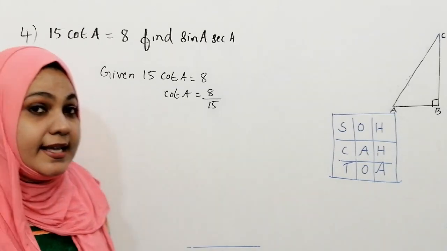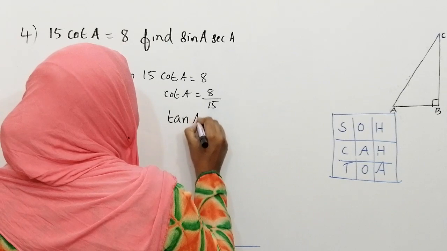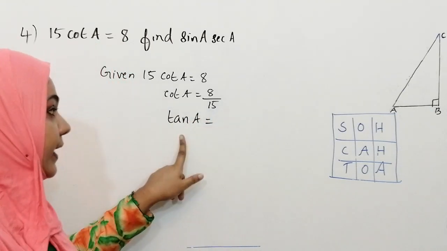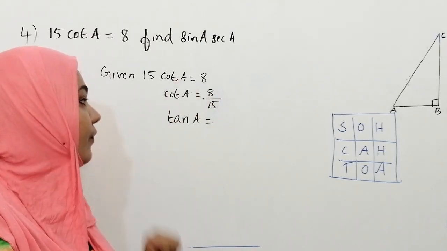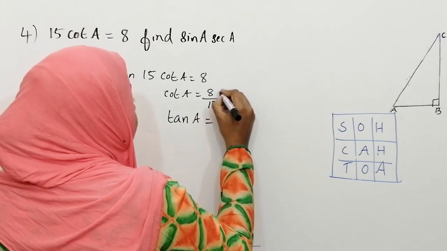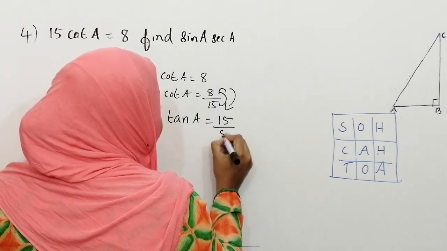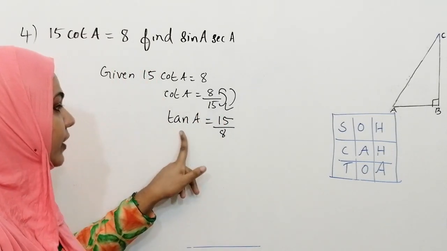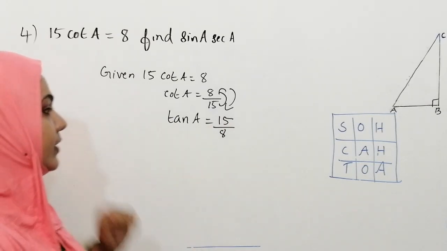You know that cot A is the reciprocal of tan A. So how can we find tan A? Cot A is the reciprocal of tan A. That means tan A is the reverse of cot A. So we can take the reciprocal of this, and we get 15 by 8. Therefore, we got the value for tan A, that is 15 by 8. So now we can substitute this in our triangle.